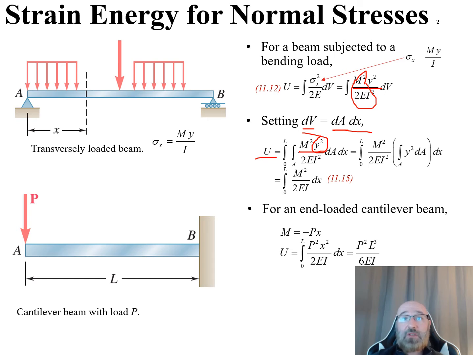So we'll break this apart, and this will be the integral from 0 to L of our M squared all over 2E I, so this again is going to be the function of our x right there, times now the integral over A of our y squared dA. So we broke this down. Our y squared went with our dA, and our M squared all over 2E I squared went with our dx right here. So now we have this relationship here, which we can do out the math on, and we find out this simplifies down to equation 11.15, which is the integral from 0 to L of our M squared all over 2EI dx.